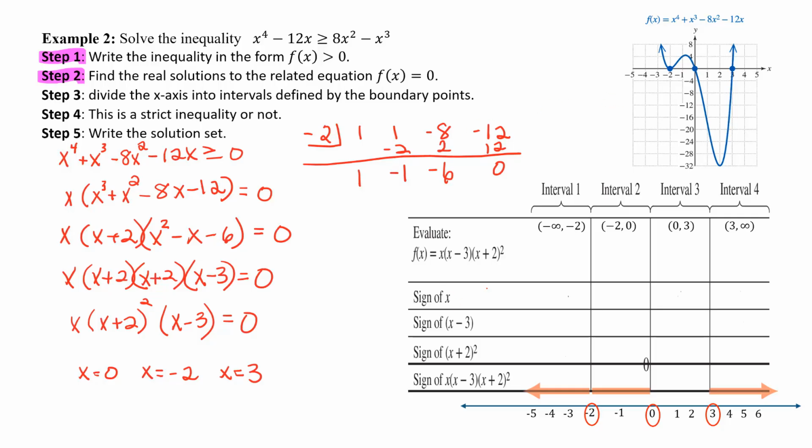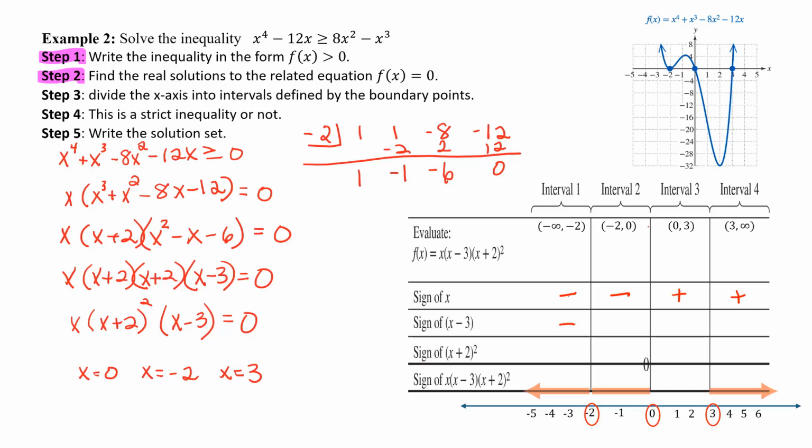So the sign of x in each interval, all right, in the first interval, negative infinity to -2, x is negative. -2 to 0, again, x is negative in that interval. From 0 to 3, x is positive. From 3 to infinity, x is positive. Then the sign of x minus 3, you can see that from negative infinity up to -2, all those x values are going to make that negative.